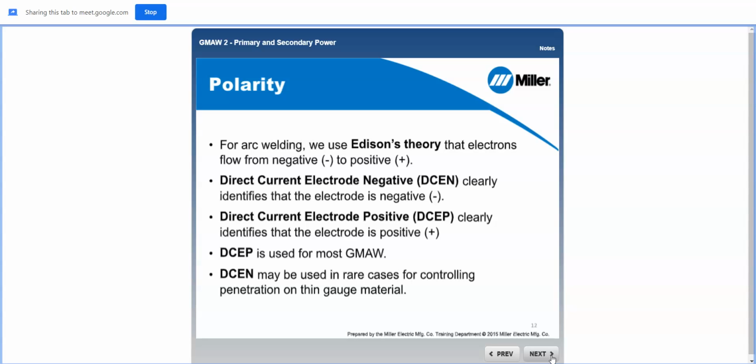There are two terms used to identify polarity in a welding circuit: straight polarity and reverse polarity. These terms correspond to the direction that the electrons are flowing. Just as the term states for DCEP, the electrode is connected to the positive terminal and the work clamp is connected to the negative terminal. This is mainly due to its ability to provide a deeper penetrating weld and better metal transfer than DCEN. The operator sets the wire feed speed to get a certain amount of amperage to meet the needs of the job.